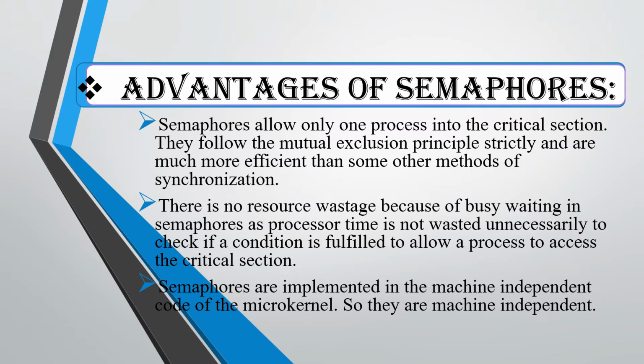Semaphores allow only one process into the critical section. They follow the mutual exclusion principle strictly and are much more efficient than some other methods of synchronization. The other advantage of semaphores is that there is no resource wastage because of busy waiting: processor time is not wasted unnecessarily checking if a condition is fulfilled to allow a process to access the critical section. Semaphores are implemented in the machine independent code of the microkernel, so they are machine independent.